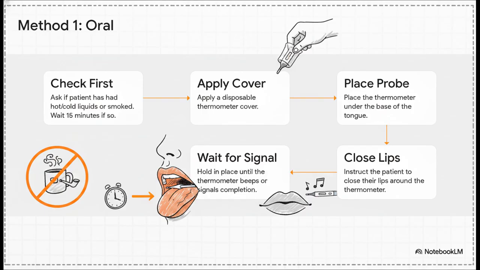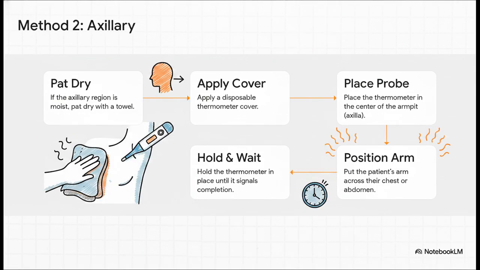Okay, so you'll pop on a clean probe cover, and then the real key is to place the tip way back under the tongue in that little pocket on the side. That's the sublingual pocket, and it gives a good, accurate reading. Then just ask them to close their lips around it and hold still till you hear the beep. Next, we have the axillary, or underarm, method.